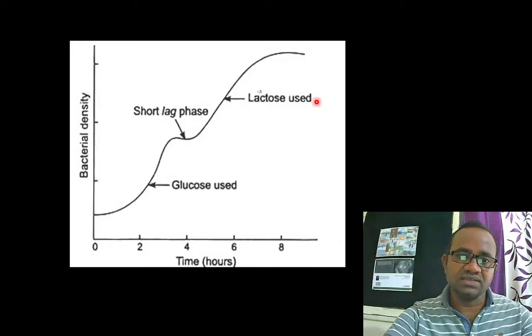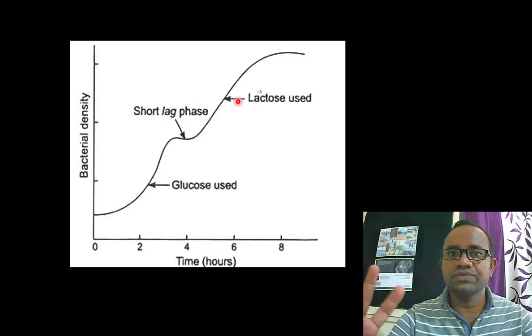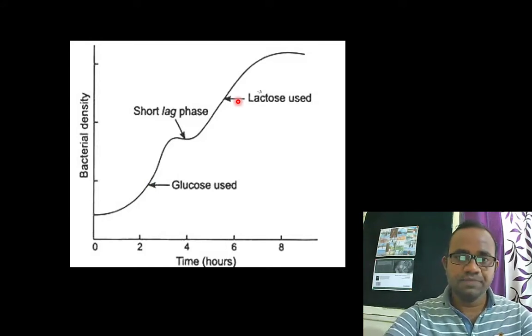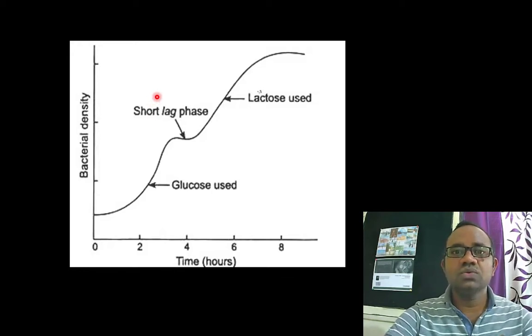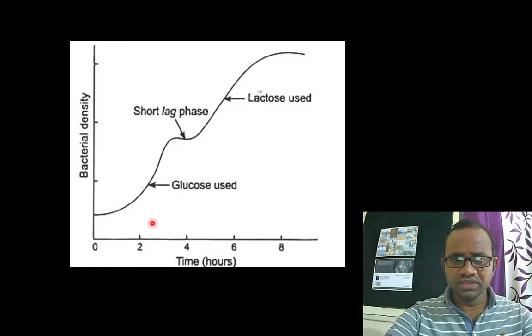Once the gene is synthesized, they again go rapidly into the log phase. That means they utilize the second sugar, that is the lactose. So ultimately there is a switching of the growth curve into two different phases. One is the log phase, another is the lag phase. So this is the idea of adding two carbon sources into the medium. They utilize the first, glucose, take the pause, synthesize the genes, and then utilize the lactose.